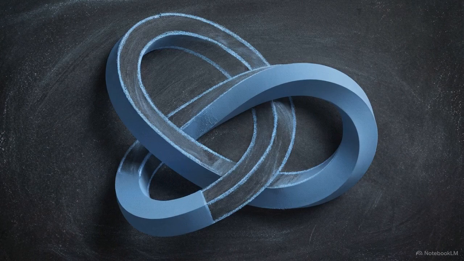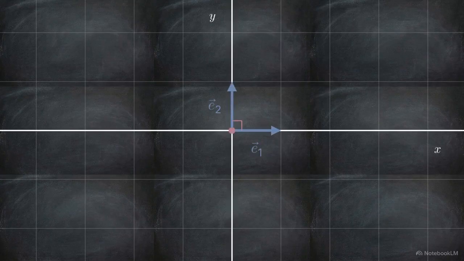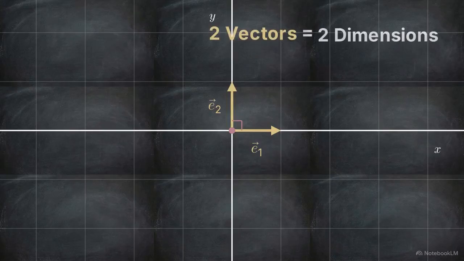Try to define what it means for a mathematical space to be two-dimensional without relying on your standard geometric intuition. If you have studied linear algebra, you have an easy answer. You simply count the basis vectors in your coordinate system. 2 vectors, 2 dimensions. But general topological spaces strip all of that structure away.